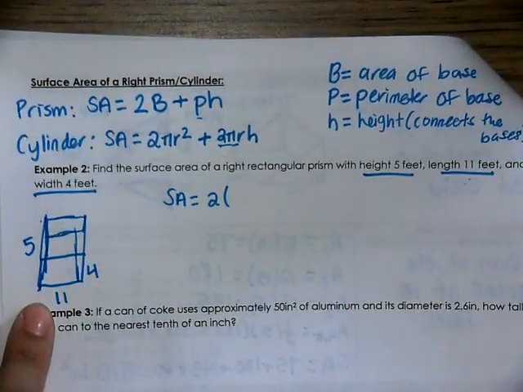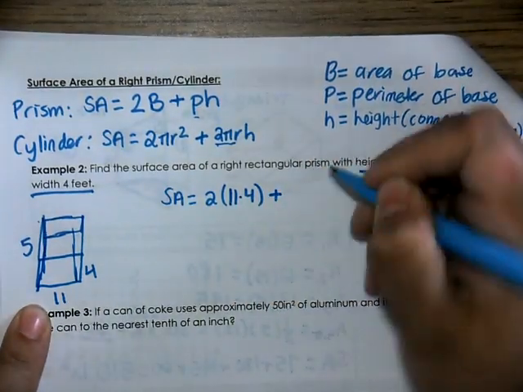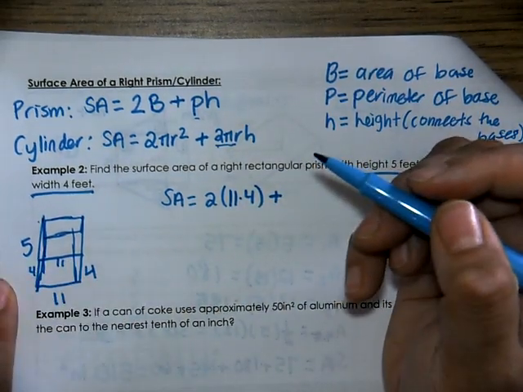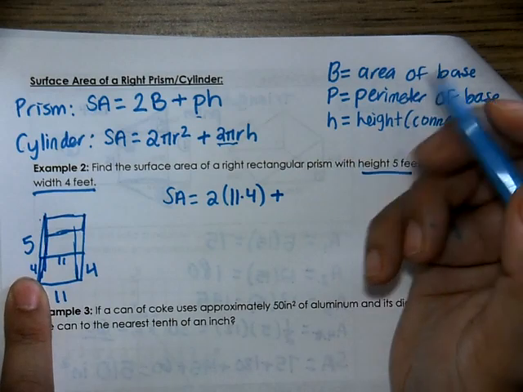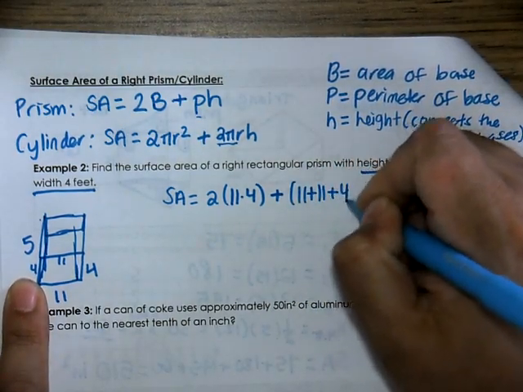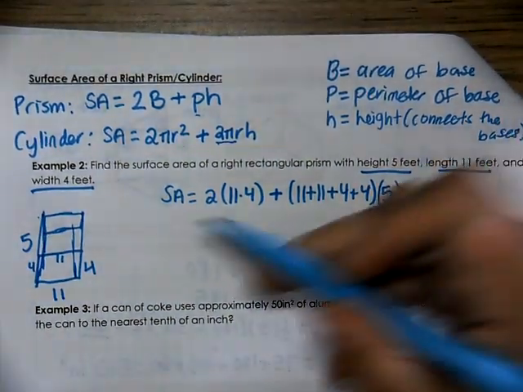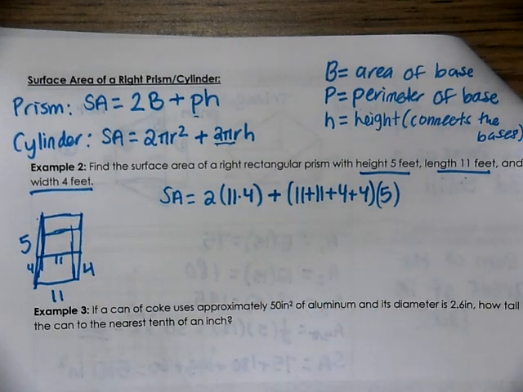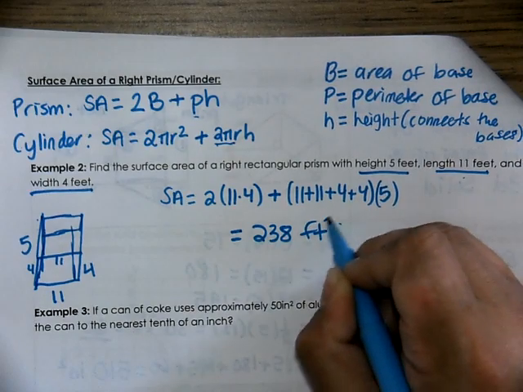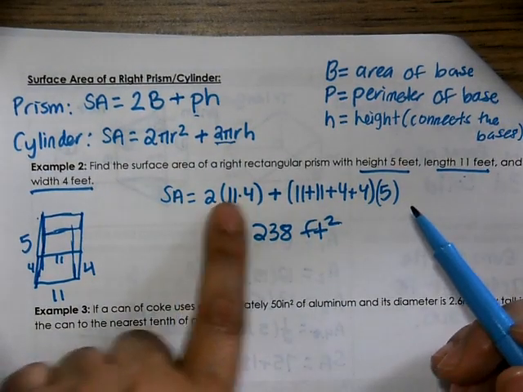So you would use those different measurements and say, okay, then I'm going to do 11 times 4 here for the area of the base, plus the perimeter of the base would be 2 11s and 2 4s, right? 11 plus 11, 4 plus 4. That would be a total of, and I'll just write it out, 11 plus 11 plus 4 plus 4, times the height was 5. This is one possible setup I could have, and then I could grab my calculator, type the whole thing in, and get 238 square feet.